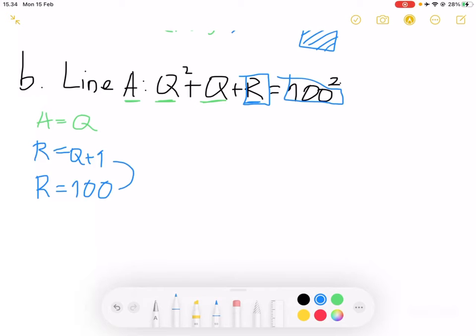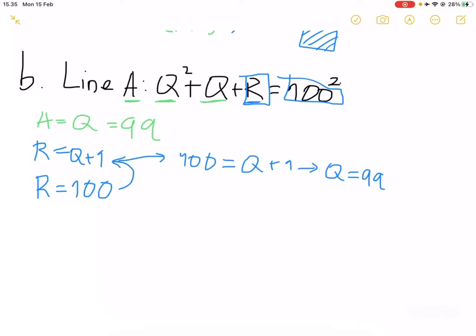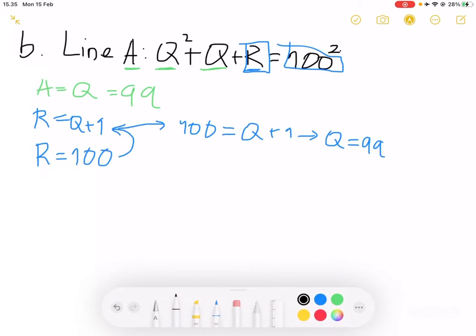Substituting the value of r into this equation, we get 100 is equal to q plus 1. Therefore, q must be equal to 99. And then since A is equal to Q, this also equals 99. So we have found the values of A, Q, and R. A is 99, Q is also 99, and R is equal to 100.